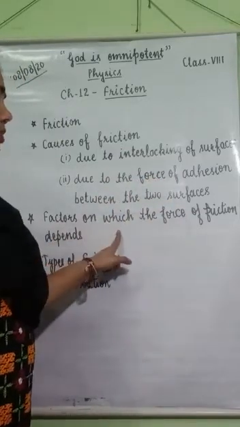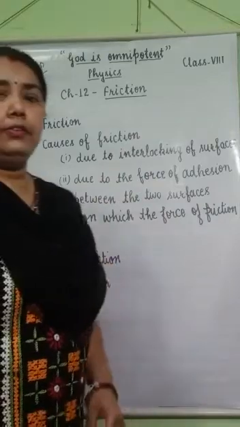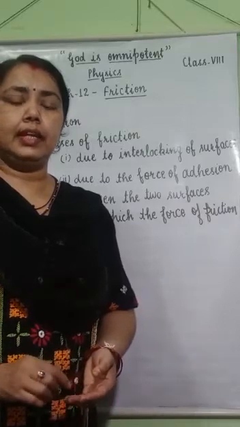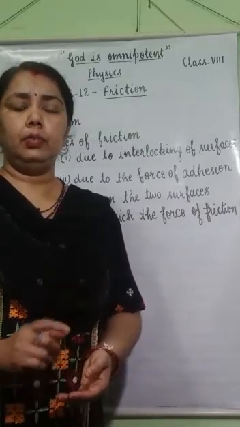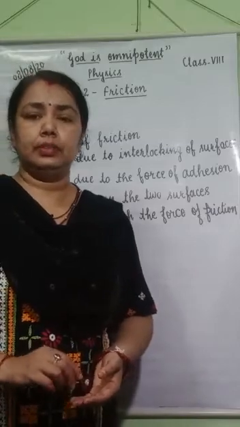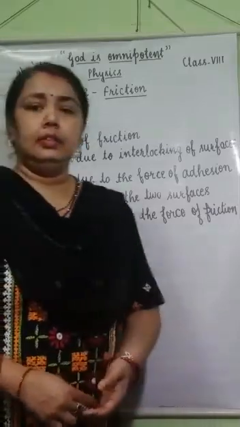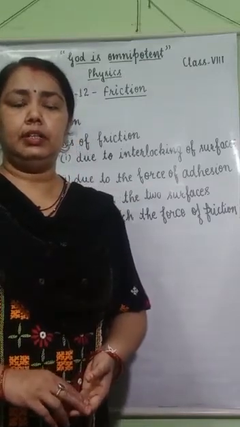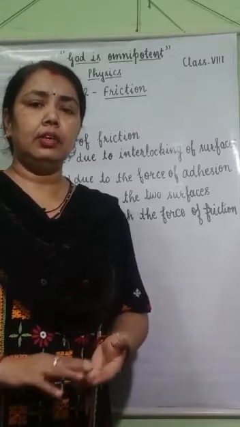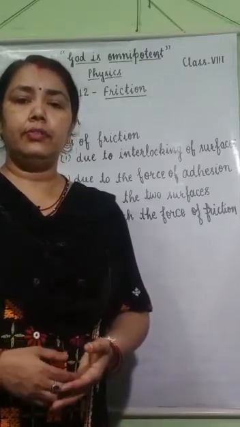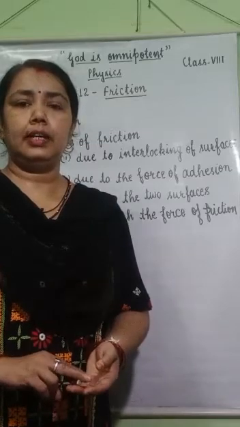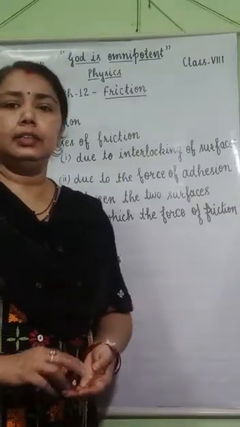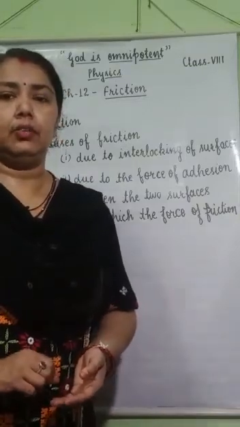And the factors on which the force of friction depends. First factor: on a horizontal surface, the force of friction is directly proportional to the weight of the body in contact, which moves. Second, the force of friction depends on the nature of the surface in contact. If two rough surfaces are in contact, there is more force of friction, and when two smooth surfaces are in contact, there will be less force of friction. And the third factor is that it does not depend on the area of the surface in contact.